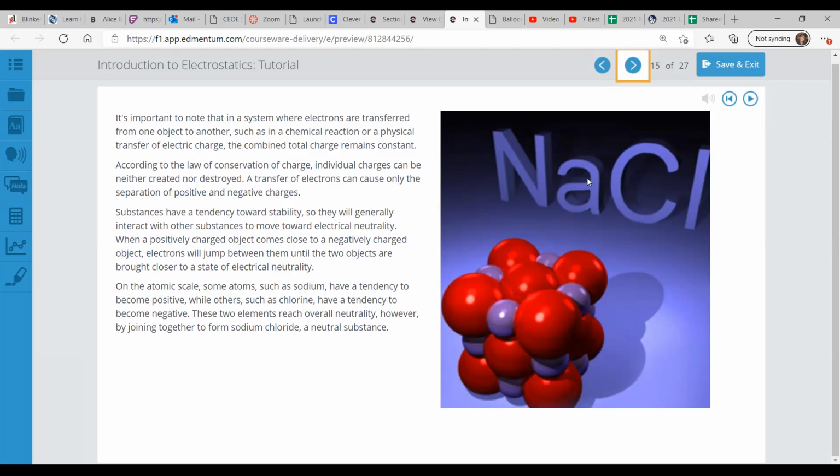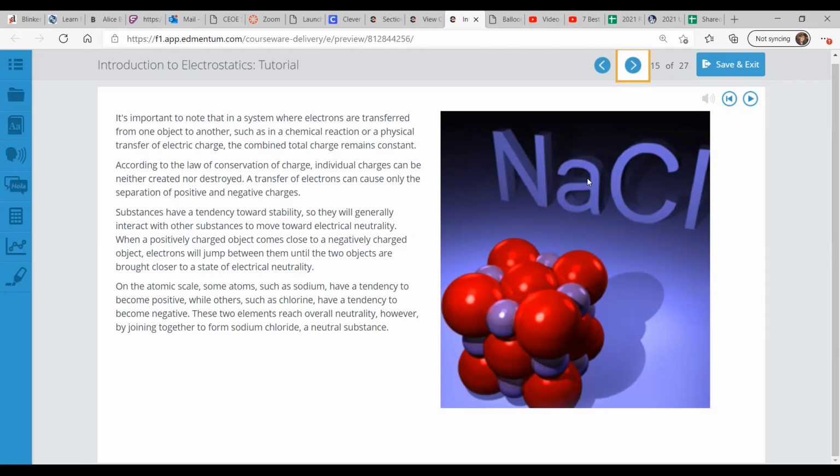Substances have a tendency toward stability, so they will generally interact with other substances to move toward electrical neutrality. When a positively charged object comes close to a negatively charged object, electrons will jump between them until the two objects are brought closer to a state of electrical neutrality.